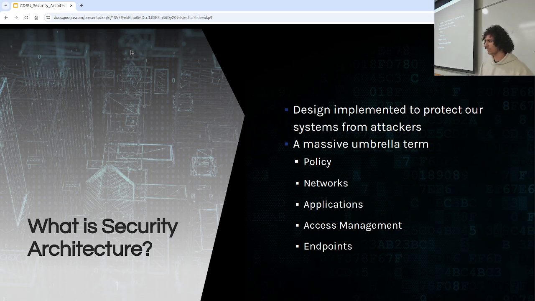So who here, can I get a raise of hands, has a home lab? Okay, a couple of you. The goal for today's talk is to have you all inspired to go home and make a home lab yourself, even if it's something as simple as a VM running on your desktop. Just learning how to apply all of these real industry practices on your own network is really useful. And again, security architecture is a massive umbrella term. There's a ton of things. We will not be covering everything.